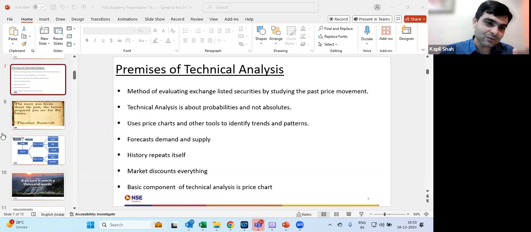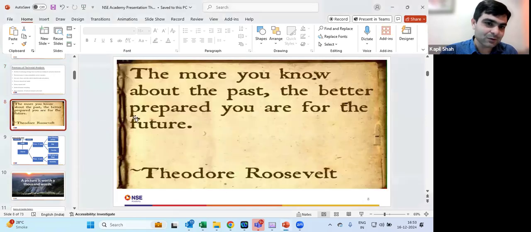So based on that, there was one particular philosopher who gave this particular quote. Let me know how you go with this. Do you buy this particular statement or not? The more you know about the past, the better you are prepared for the future. We always take decisions which are about the future, but the base of the decisions are experiences, and experiences are in the past. So the more we know about the past, the better we are prepared for the future.